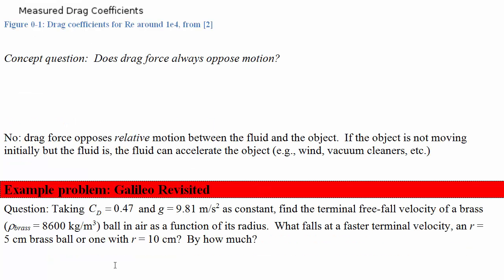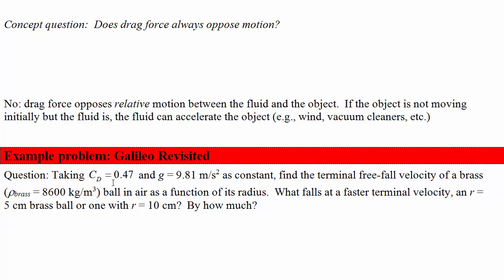Example problem, Galileo revisited. Taking the drag coefficient as 0.47 and g this time is 9.81 meters per second squared as a constant, find the terminal free fall velocity of a brass ball in air as a function of its radius. What falls at a faster terminal velocity, an r equals 5 centimeter brass ball or one with r equals 10 centimeters, and by how much?